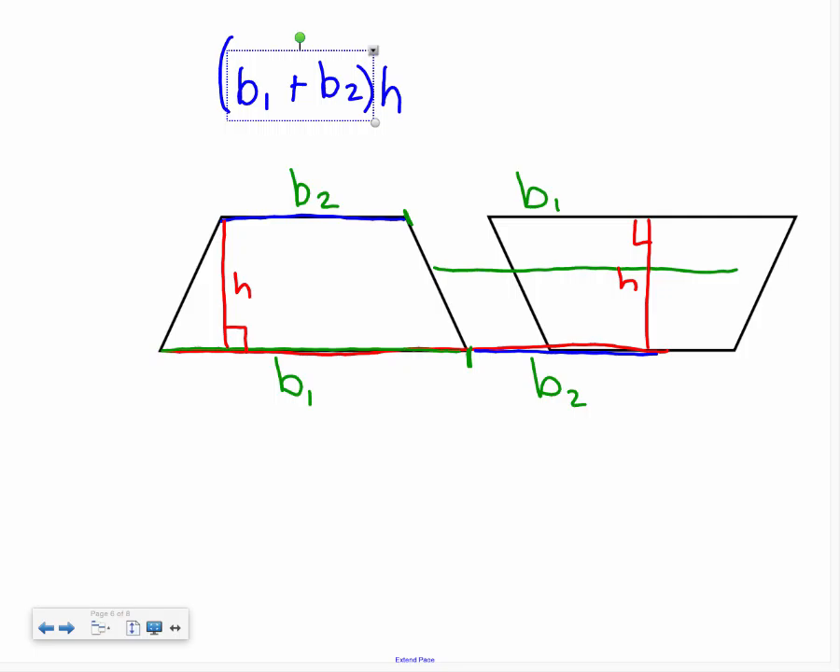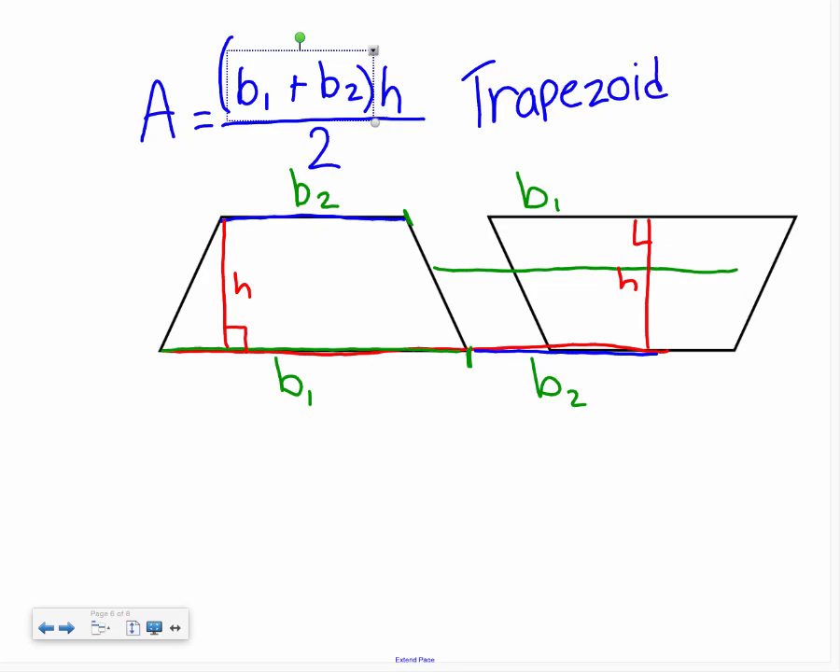And then again, similar to the triangle, in order to get the trapezoid, we have to cut the parallelogram in half. So to finish our formula, we have to divide by 2. So we take the base plus the base times the height and divide by 2. That is the area formula for a trapezoid.